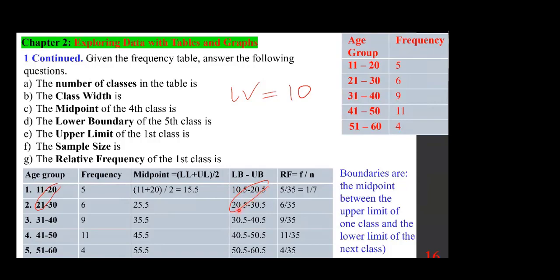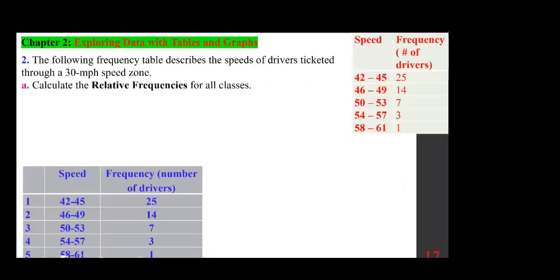The following frequency table describes the speed of drivers ticketed through a 30-mile-per-hour speed zone. We want to calculate the relative frequencies for all classes. So first, relative frequency, remember it was F over N, which means we need to find the N, add them up: 25, 14, 7, 3, 1. If you add up all of them, you end up with 50. And then, for example, for the first class would be 25 divided by 50, which ends up being 1/2, and you continue 14 over 50, 7 over 50, so on and so forth. Now, 25 over 50 simplifies to 1/2, and you must. So any number that simplifies and reduces, you got to do the same thing.